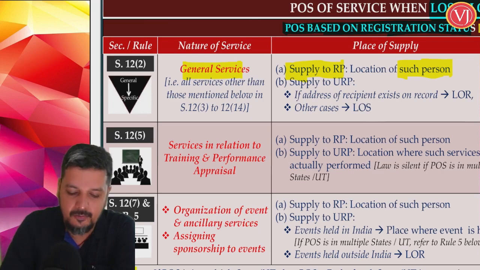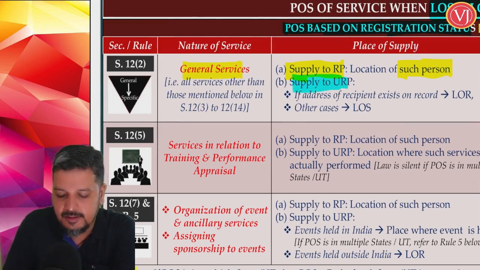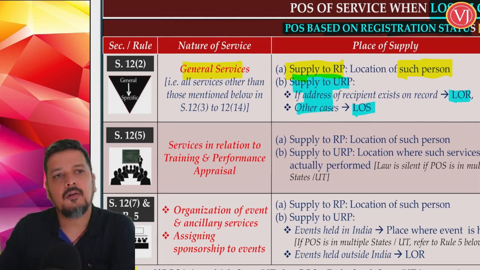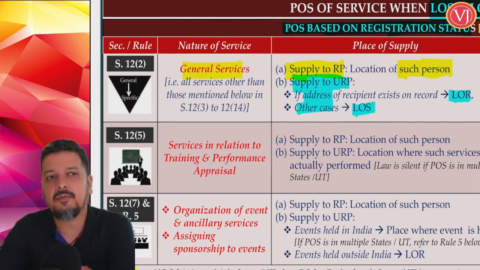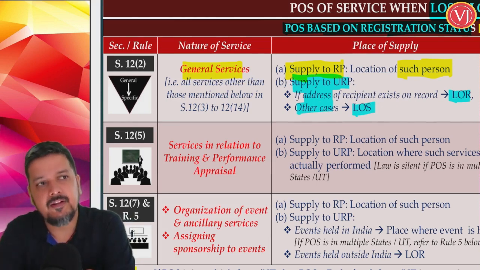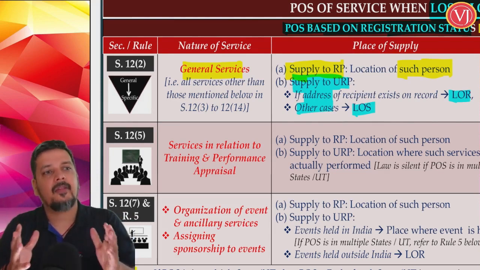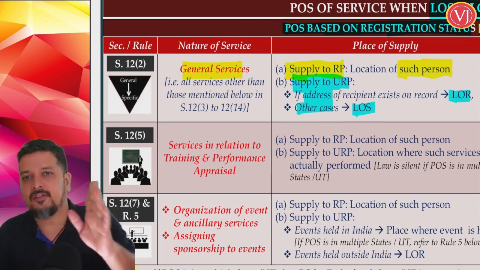If it is a B2C transaction, if it is a B2B transaction: if the address is known to you on record, it is the location of the recipient. If the address is not known to you, it is the location of the supplier. It seems very familiar, just like the summary of section 10. They have summarized it: B2B, location of registered recipient.